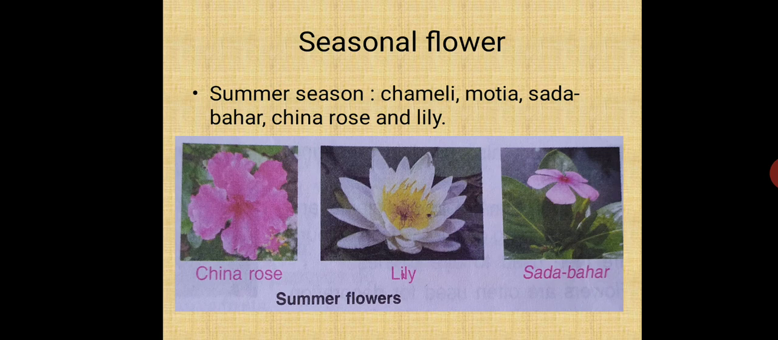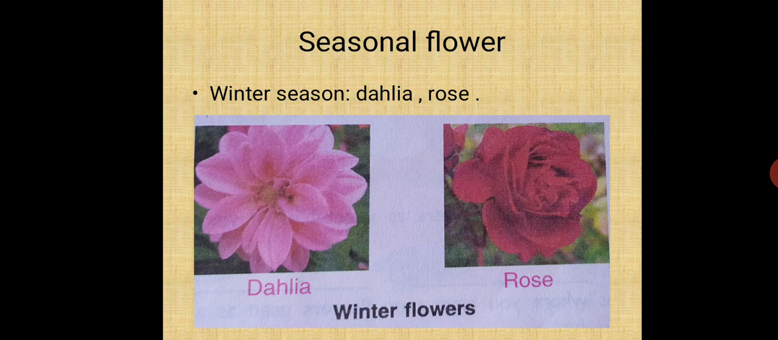Seasonal flowers: every flower is not available throughout the year, they grow or come in a particular season only. For example, China rose, lily, sadabahar come in the summer season. So these are summer season flowers. Now some flowers come in winter also, like dahlia, rose, these are winter season flowers.